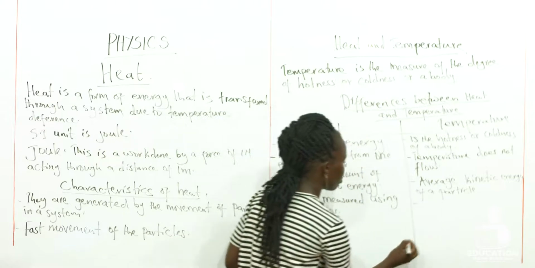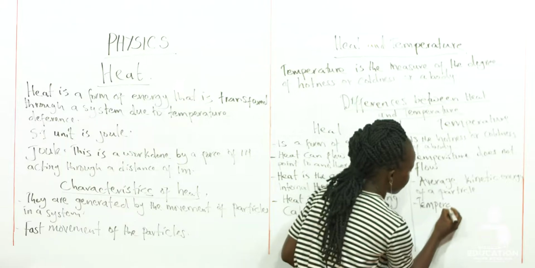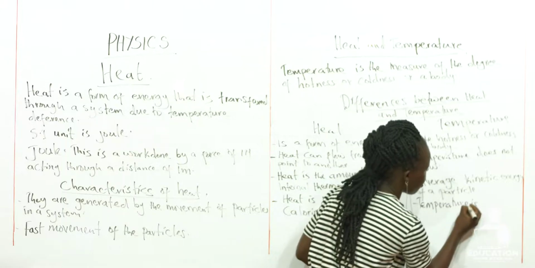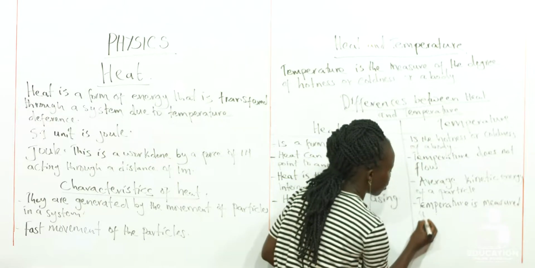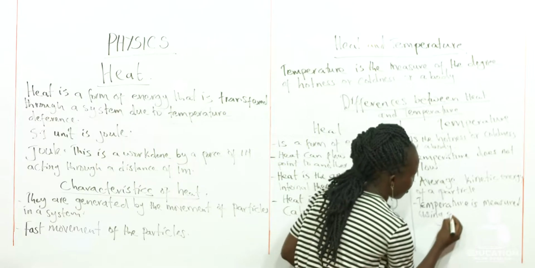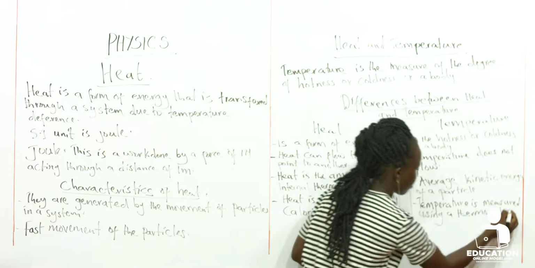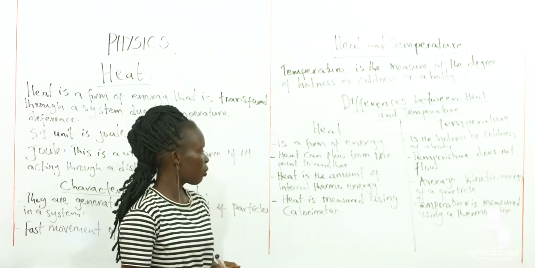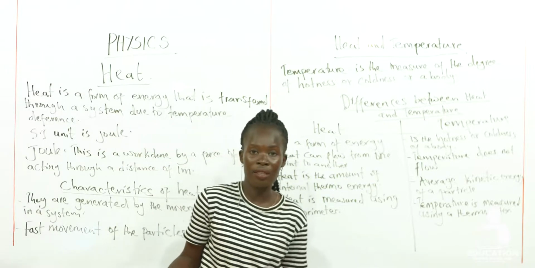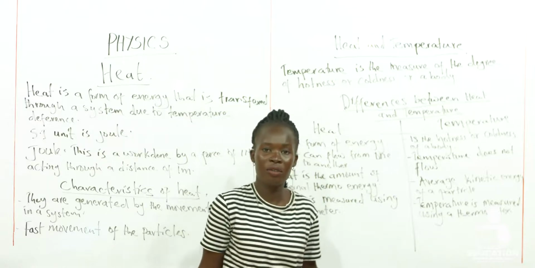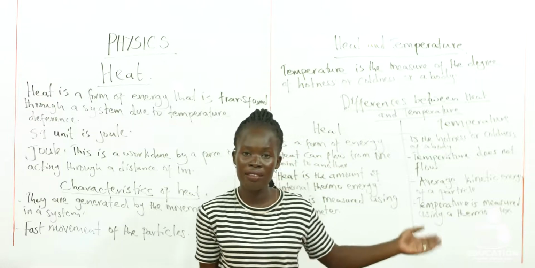We say that temperature is measured using a thermometer. If it is measured using a thermometer, what else do we think can be the difference? It can also be the SI unit. Are the two carrying the same derived units? Heat does not carry the same derived unit as temperature.